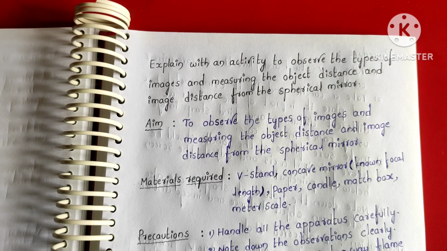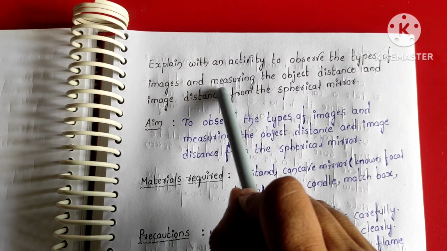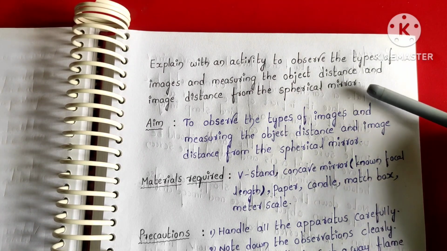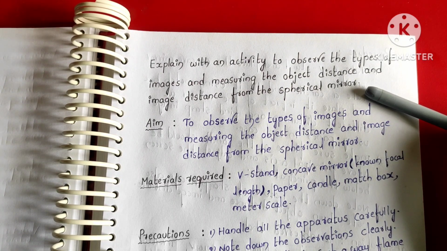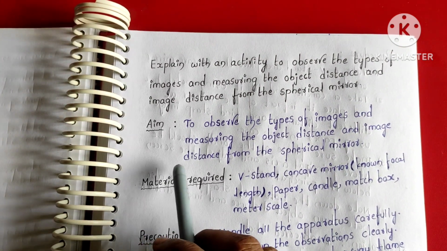Today I am going to discuss one activity from the first chapter, and whoever is going to write the SSC exams in this academic year, if you can follow these PDFs and these question answers, they are sufficient to get 10 by 10 in physical sciences. Now firstly, day 1 topic, we are going to deal with an activity. Explain with an activity to observe the types of images and measuring the object distance and image distance from the spherical mirror. Here we are going to find the nature of images for various object distances for a concave mirror. So whenever you see the question, you have to write the aim like this.